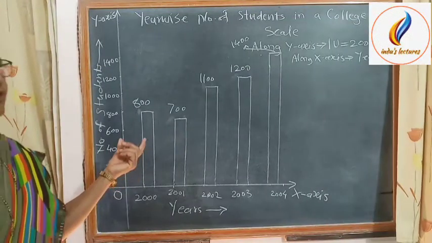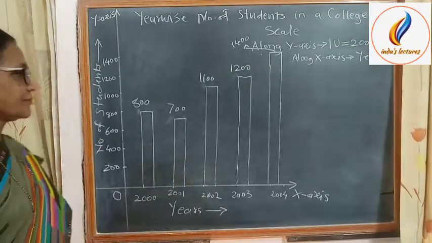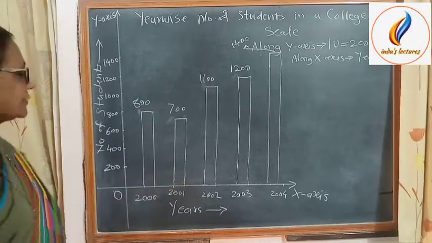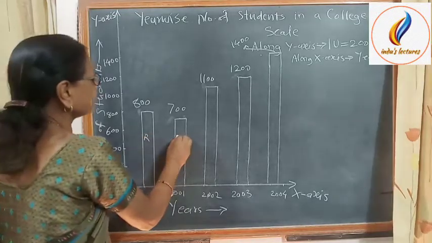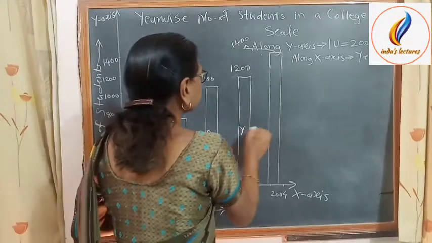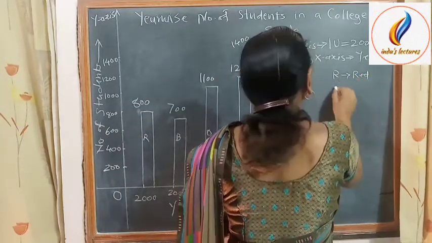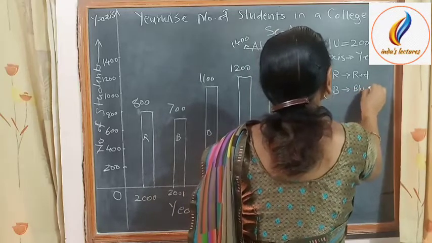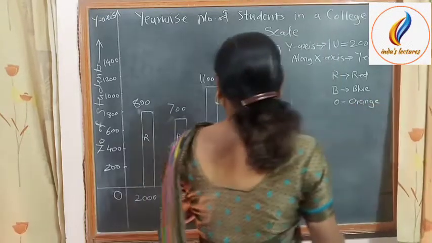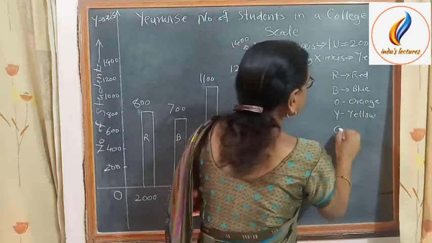If you use shades, colors or designs, then give an index for them. Say if we use colors: the first is red, then blue, orange, yellow, then green. Right here, R shows the color red, B for blue, O for orange, Y for yellow, and G for green.